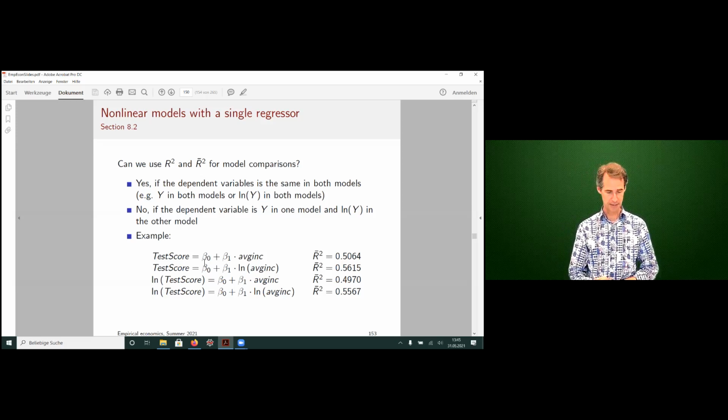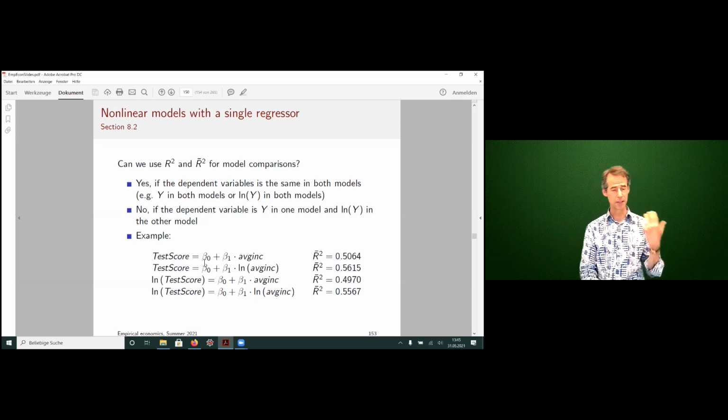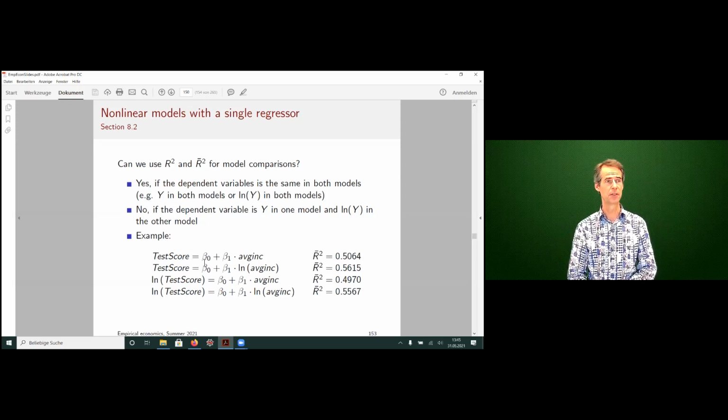So that's roughly it for today. We continue talking about nonlinear models next week. There's a third approach to nonlinearity apart from polynomials and log transformations.